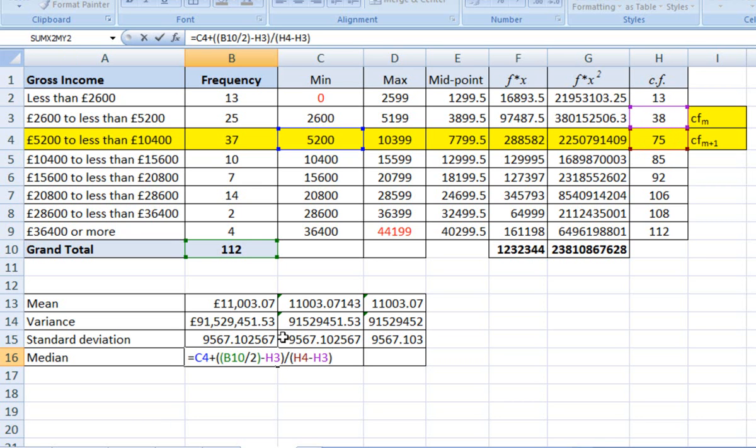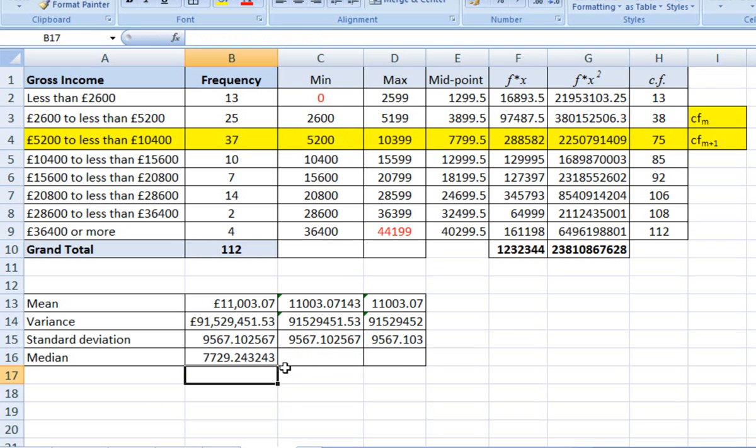Okay, now the whole thing, so let's open the bracket again, the whole thing multiplied by the width. Now the width is the difference between the maximum and the minimum. So it's maximum minus the minimum. So that will give us the width. So this is the formula for the median. If I press enter, I calculate the median.